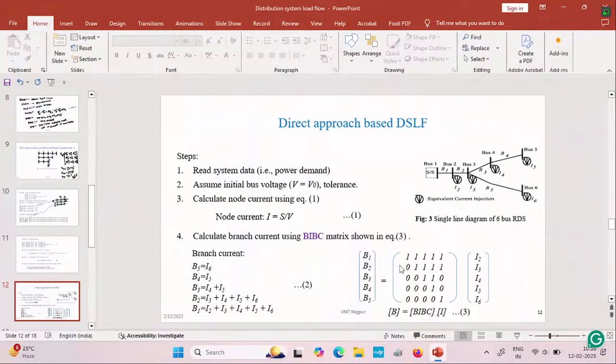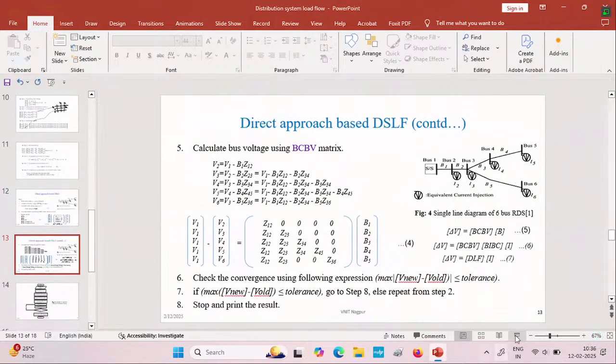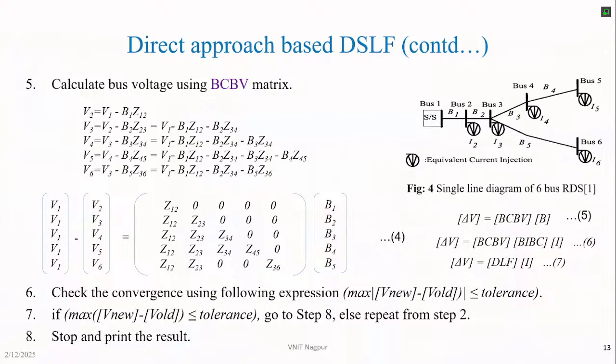This matrix is usually known as the BIBC matrix, the bus injection branch current matrix we have shown over there. Now if we move to the next matrix calculation, this is calculated by the BCBV matrix, and this matrix calculation is carried out based on whatever the node voltage over there.